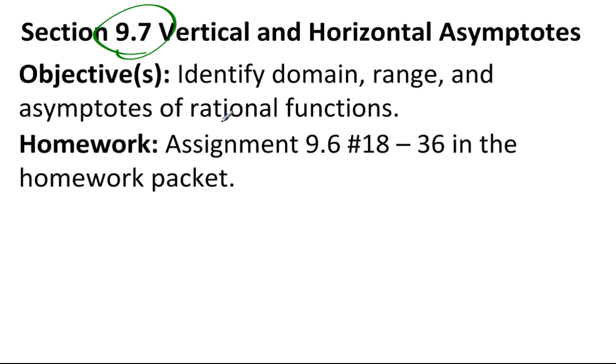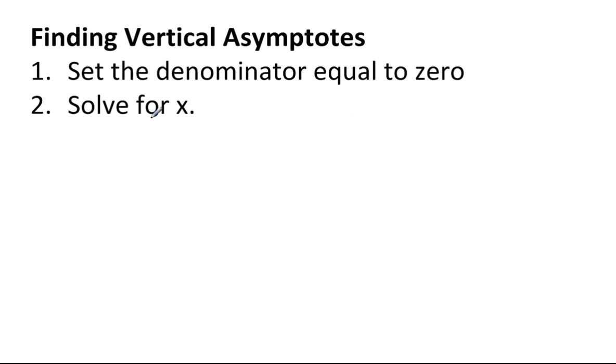Alright, here we got to do 9.7. We're going to talk about vertical and horizontal asymptotes. It's all the same stuff we were doing before, only now we have to do it with different types of powers on the bottom and the tops of our stuff. We're still going to look at, for a vertical asymptote, our denominator when it is equal to 0.